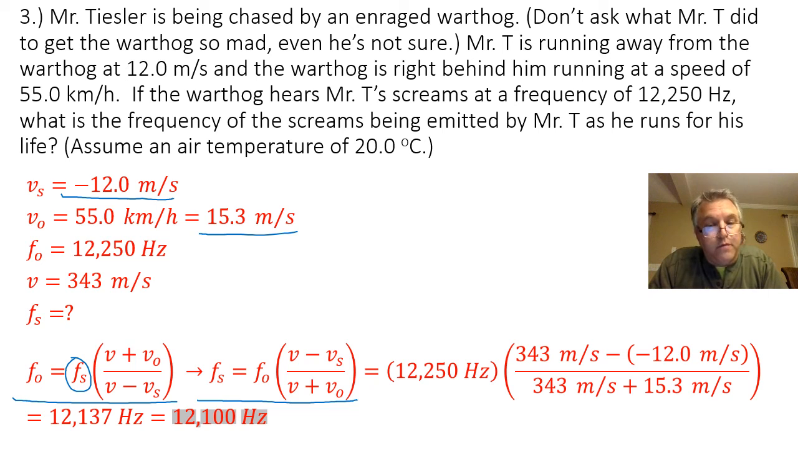And I plug all of my known values into that formula. I will get an actual frequency of my screams that are being emitted by me of 12,137 hertz, or 12,100 hertz rounded to 3 significant figures.